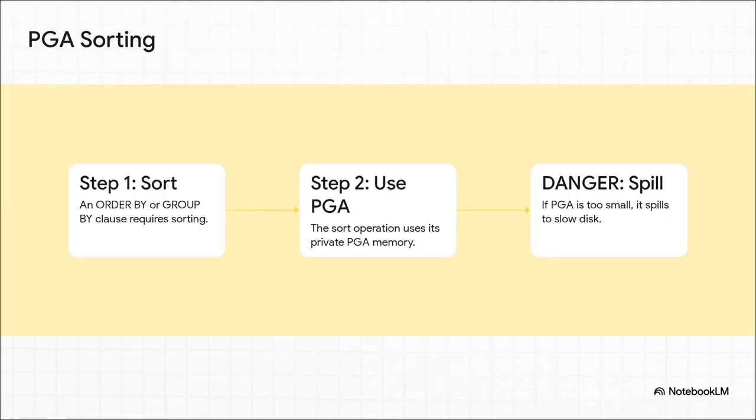And this is a really high-stakes operation. If our query needs to sort a huge pile of data, it needs a big enough PGA, a big enough office. If it runs out of its private memory, it has to spill that work over to temporary storage on the physical disk. And we know what that means, right? It's slow. Painfully, brutally slow.